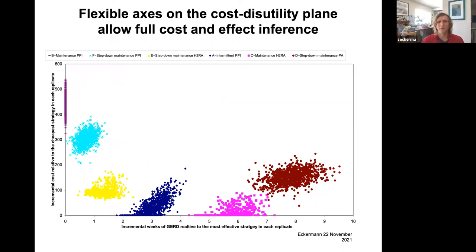Yep. So here, when we put it on the cost disutility plane, we now get full inference. And what was hidden in those two diagrams before is now revealed. Strategy B is in fact in every single replicate the lowest disutility or highest effect strategy, lowest number of weeks with GERD, highest number of weeks without GERD strategy. So that was completely hidden on the cost effectiveness plane. Here on the cost disutility plane with flexible axes, it's revealed the whole distribution lies on the axis. It always has zero disutility. It's always the most effective. And similarly, we can now see the 40% of the time that strategy A is the best or lowest cost strategy, and 60% of the time strategy C, because you've got distributions for both of them.